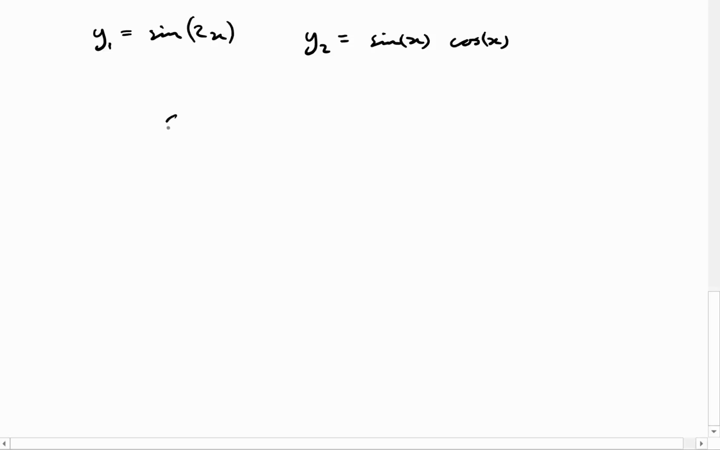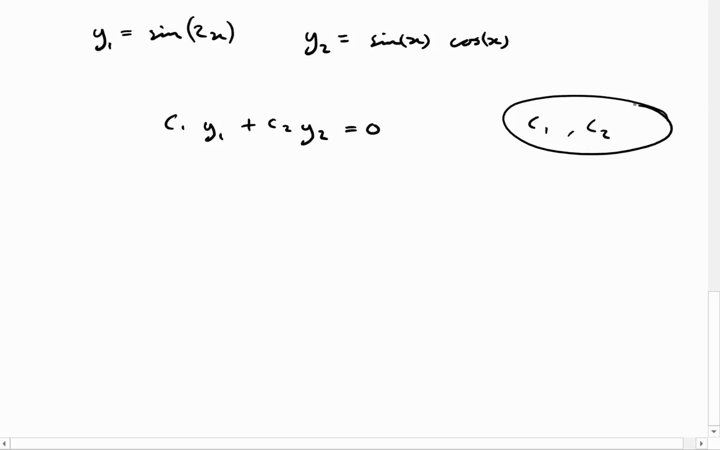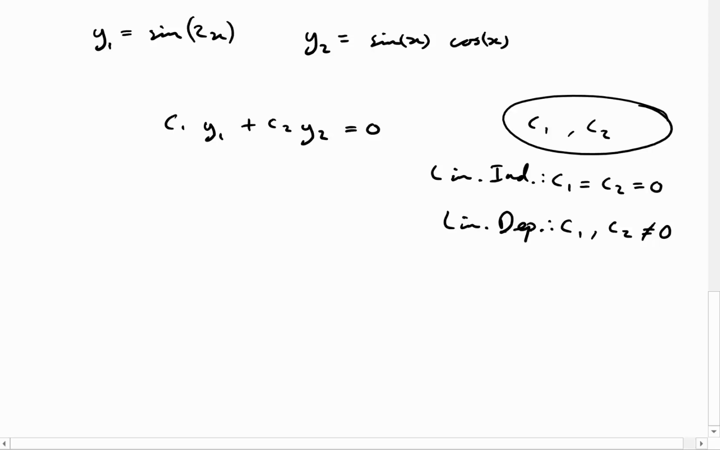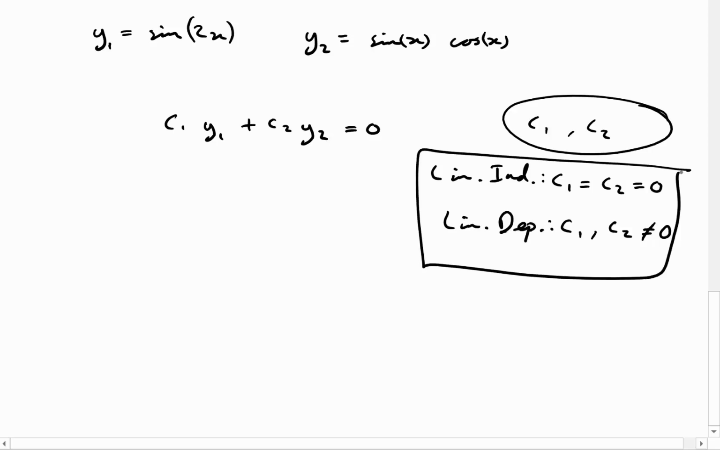Basically the idea is you want to set up a linear combination, so c1y1 plus c2y2 equals 0, and you want to verify what choices of the constants we have to make. If they're both equal to 0, then it's linearly independent. Whereas if not both of them are 0, so c1 and c2 not equal to 0, then it's linearly dependent. So that's basically what we want to find: the constants such that this is satisfied.